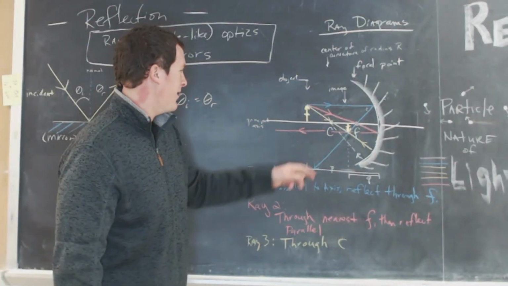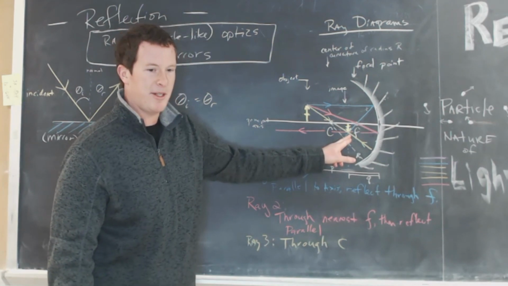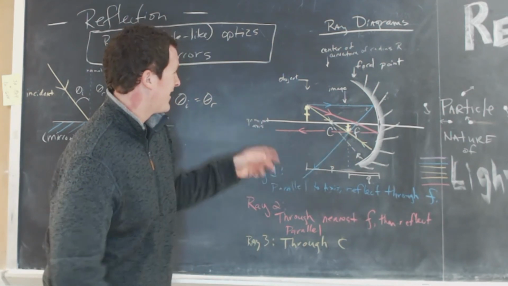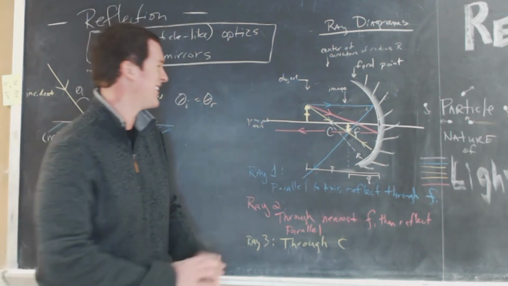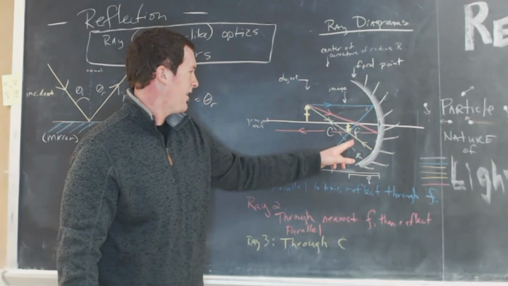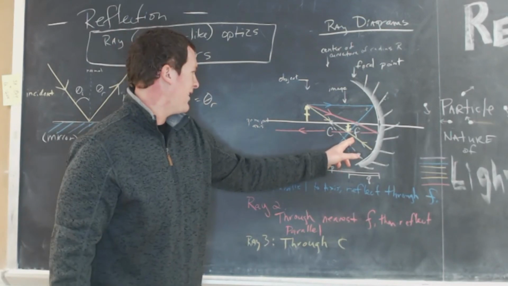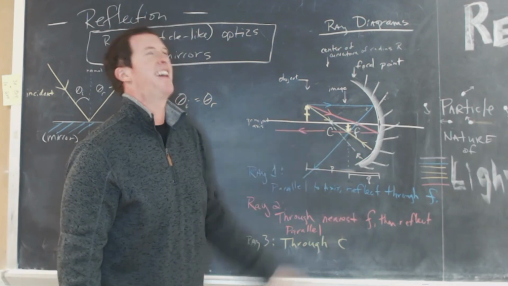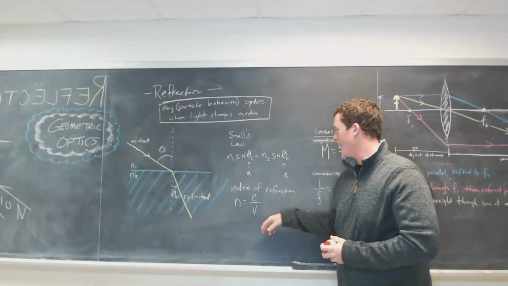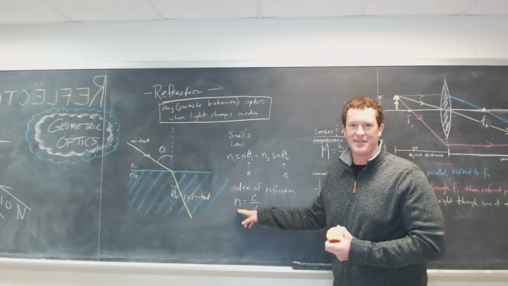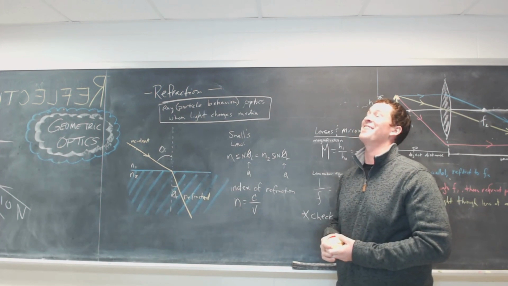Now that you've drawn all three rays, you'll be able to see that all of the rays have converged on one point. They come over to this side. You'll notice that your object is at a different distance. And as a result, n is always greater than 1.